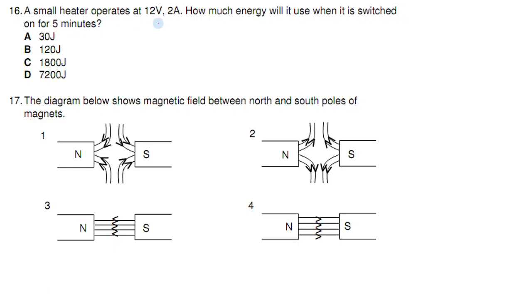A small heater operates at 12 volts, 2 amps. How much energy will it use when it is switched on for 5 minutes? Remember, energy has this formula: energy is equal to current times voltage times time. So you just use this to calculate.